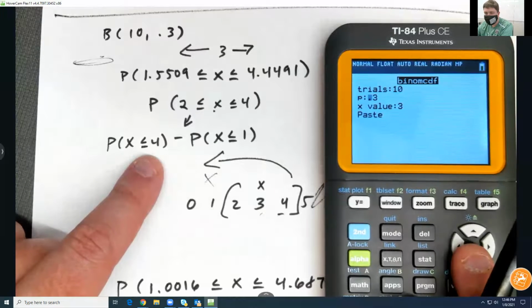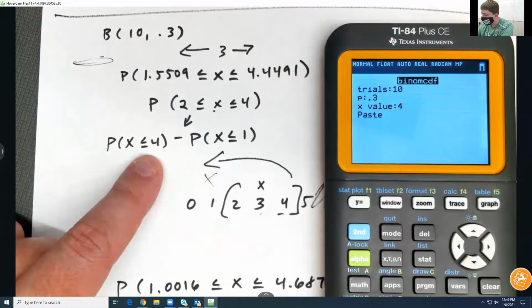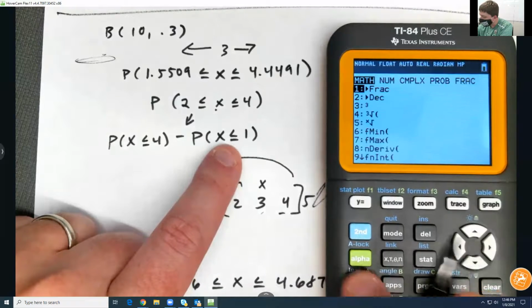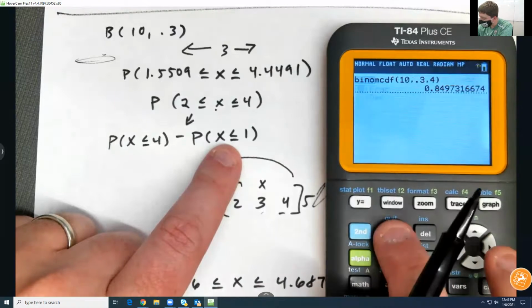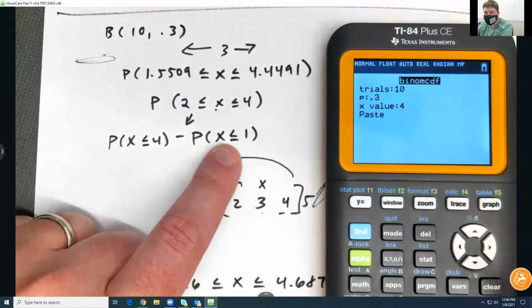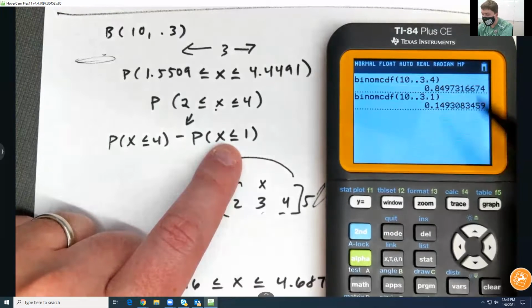Same percentage as before, 10, 0.3. First X value is 4. Here's my first number. And then do it one more time with 1. Don't forget it's still the second vars and the CDF. Don't do anything else. So it's still 10, still 0.3. This is 1 now. Here are my 2 numbers.